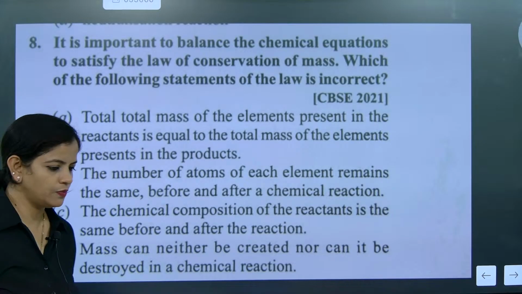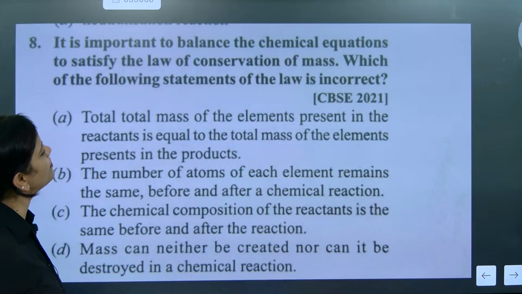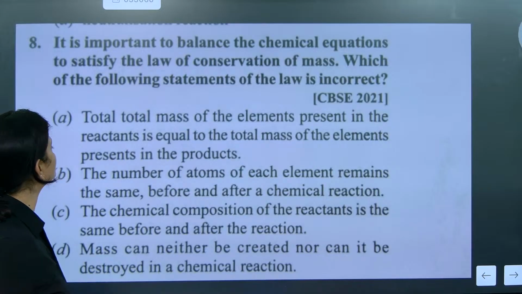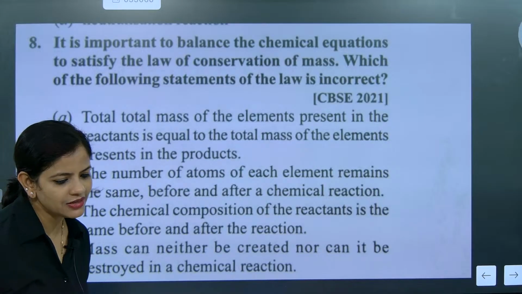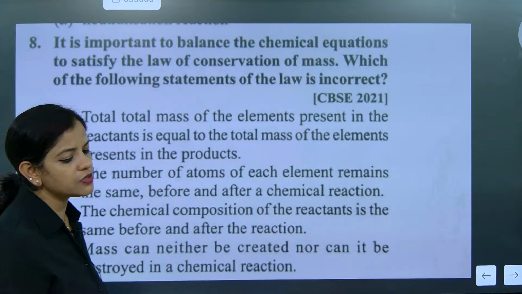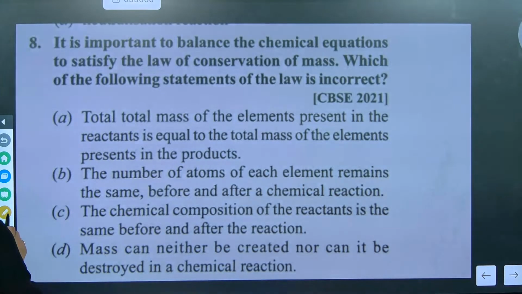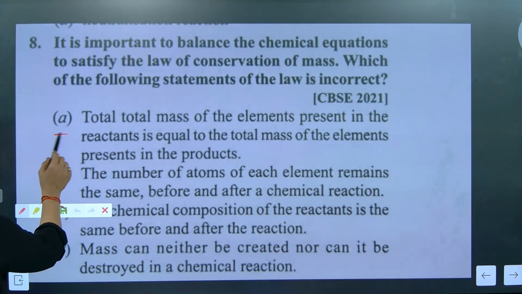Let's see. I have no idea. We'll see. The total mass of the element present in the reactant is equal to the total mass of the element present in the product. I think it's the correct statement. Mass of the reactant is equal to mass of the product. It's the correct statement. So 100% we can say that this is a correct statement.